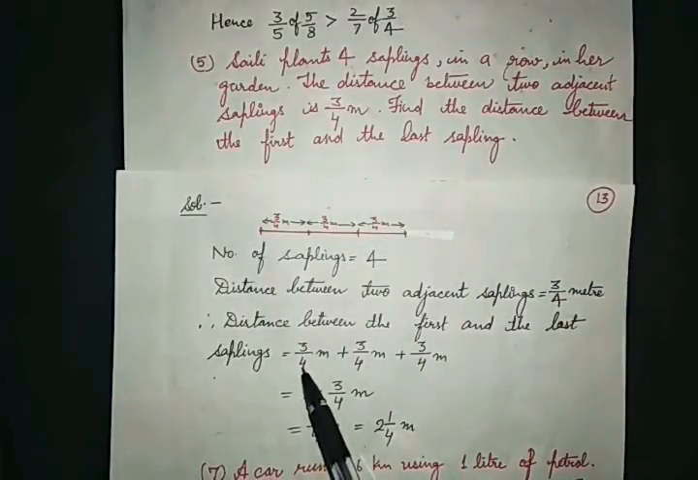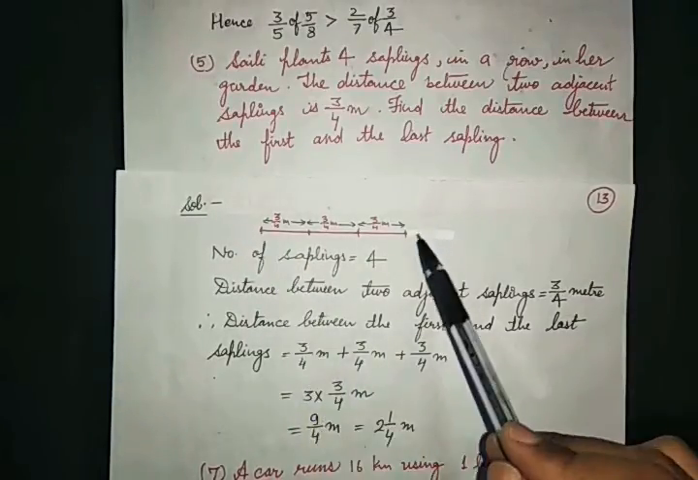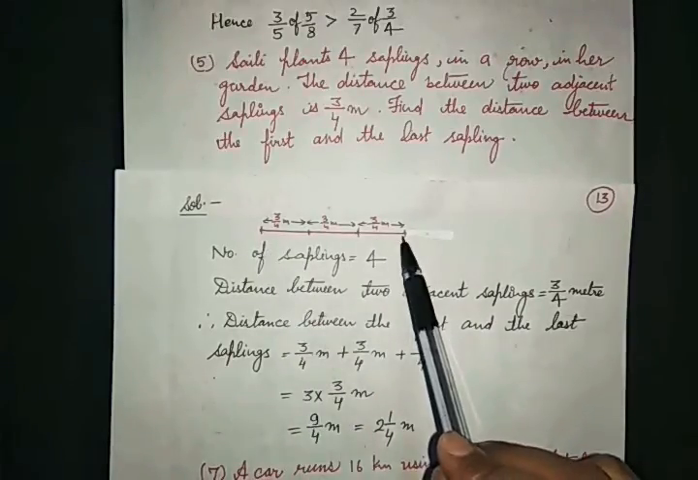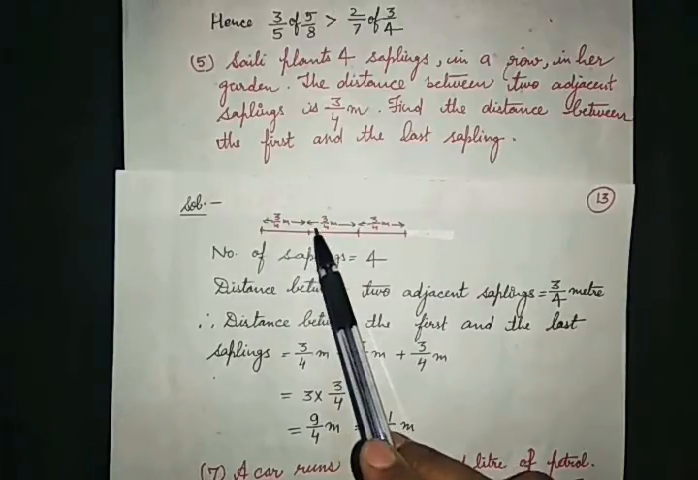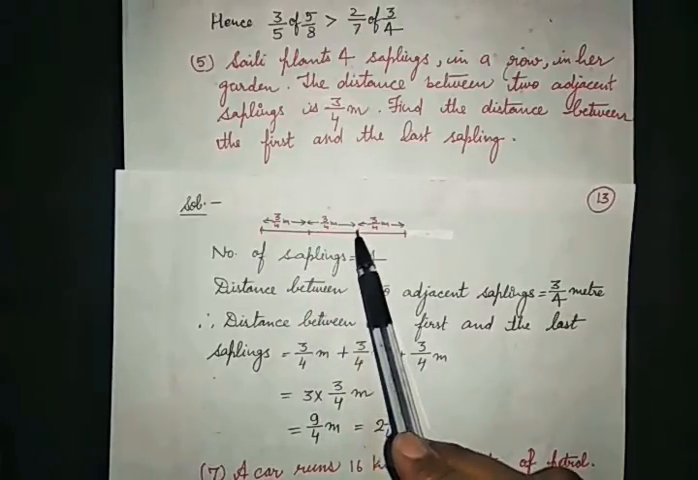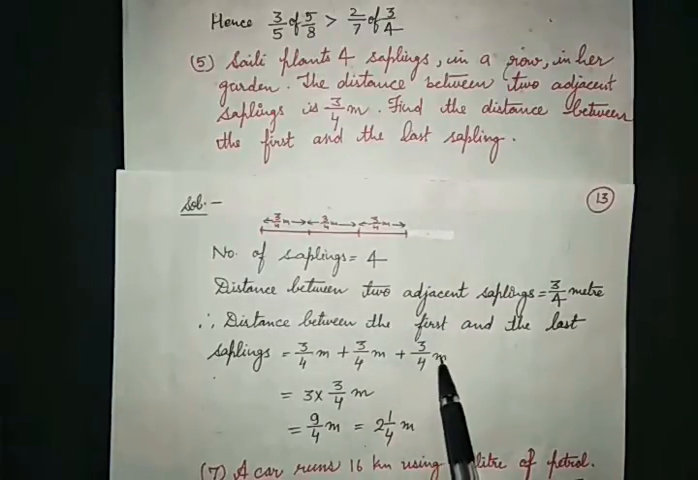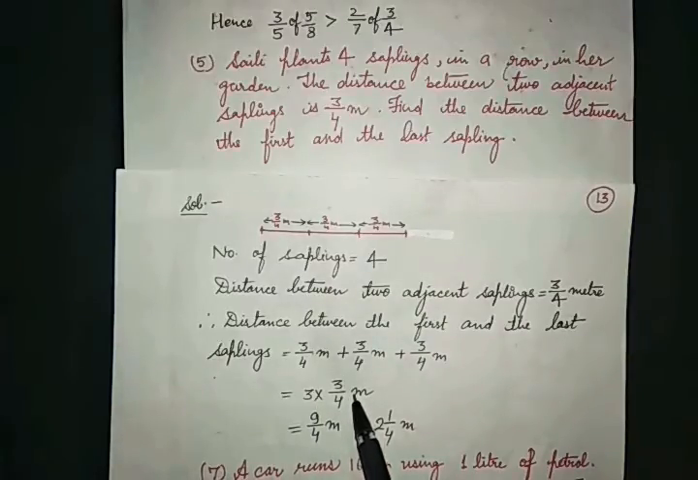For this, what you will do? The first sapling is this and the last one is this. So to find the distance between these two saplings, you will add 3 by 4 meter plus 3 by 4 meter plus 3 by 4 meter. Now you can see 3 by 4 meter is coming 3 times, so you can write it like this also: 3 multiply 3 upon 4 meter.